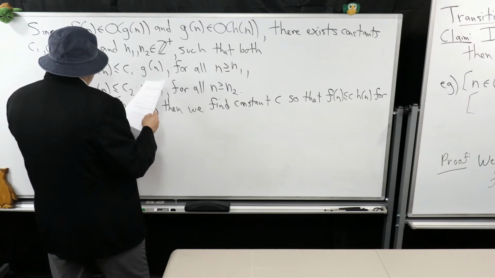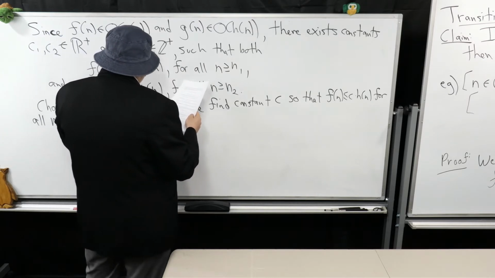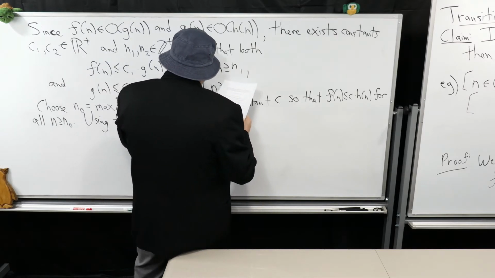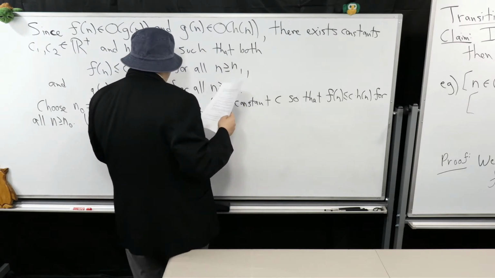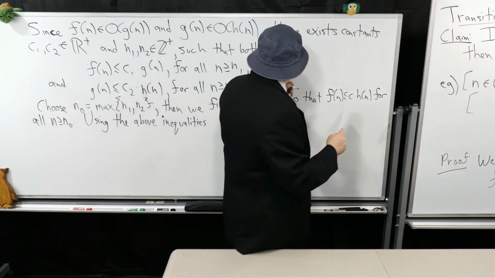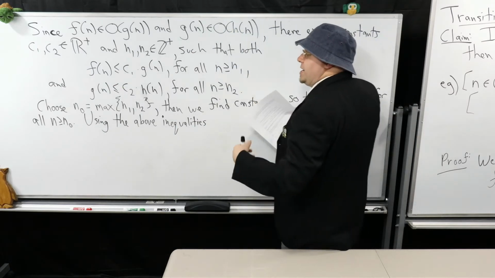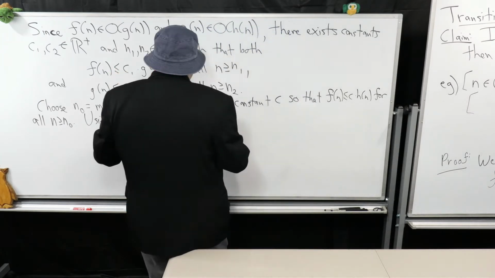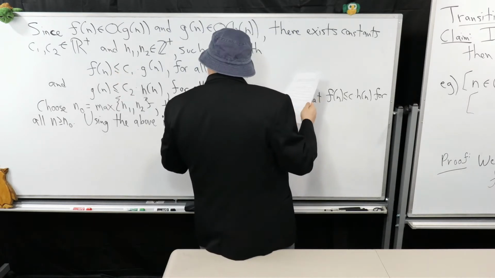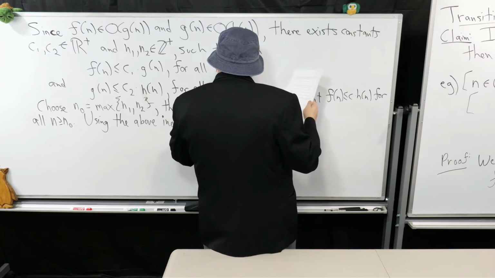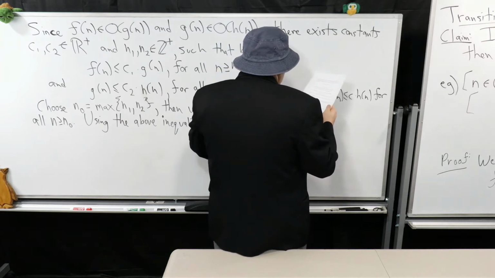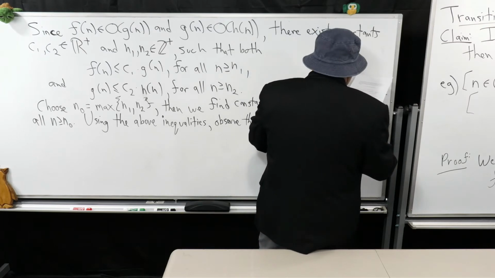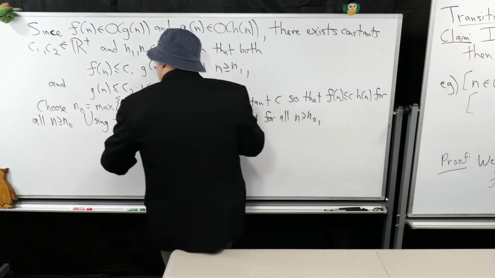Using the above inequalities, now if it's unclear what you mean by above, you may number these two inequalities and say by inequality 1 and 2 or A and B. Observe that for all n greater or equal to n0, we have the following.